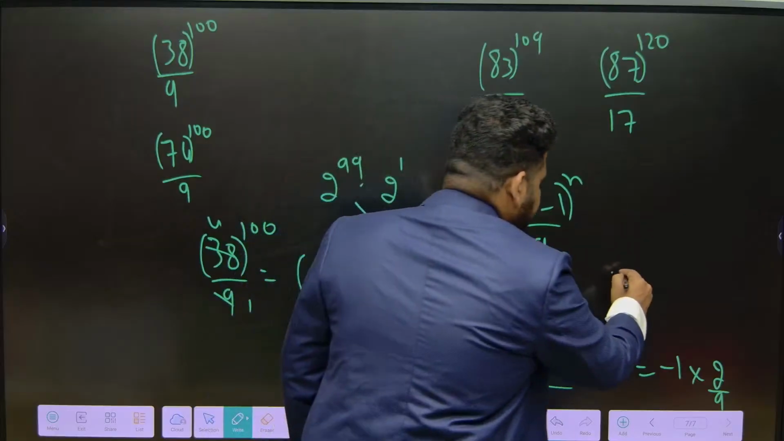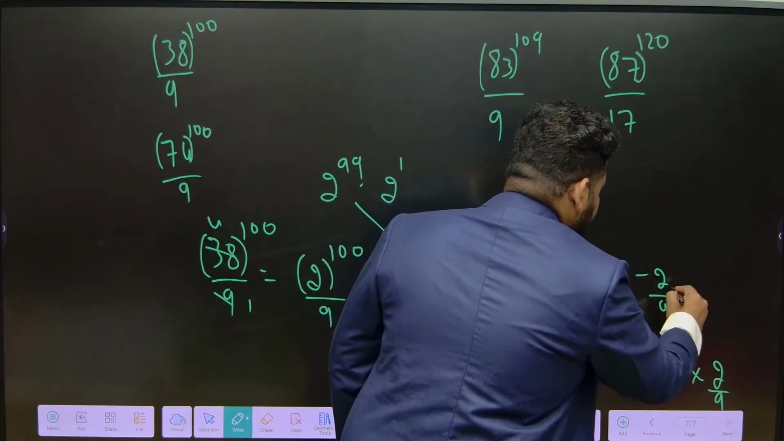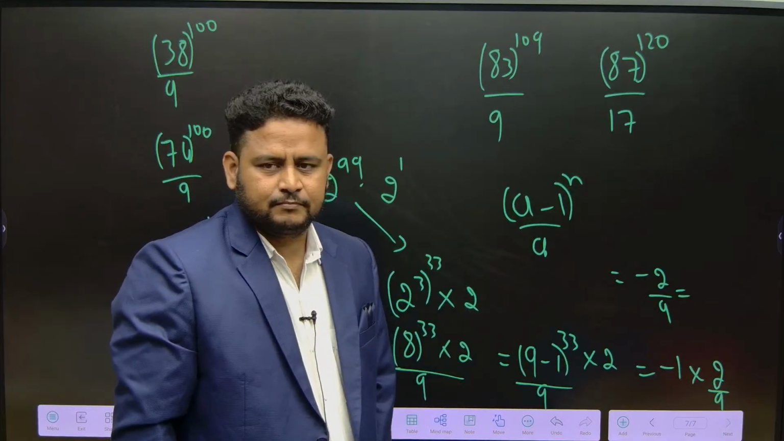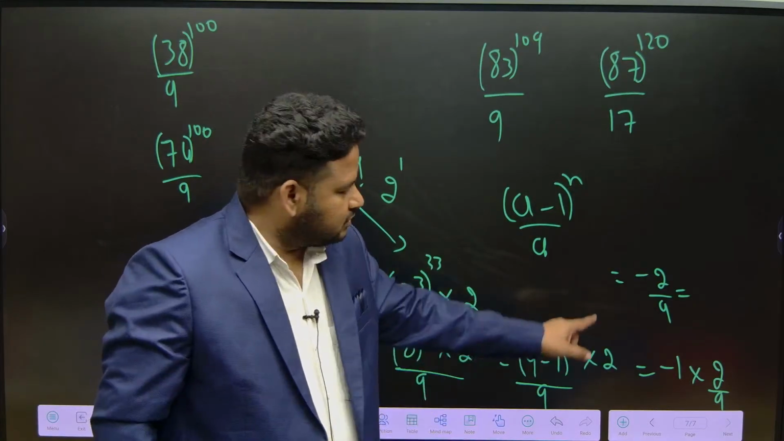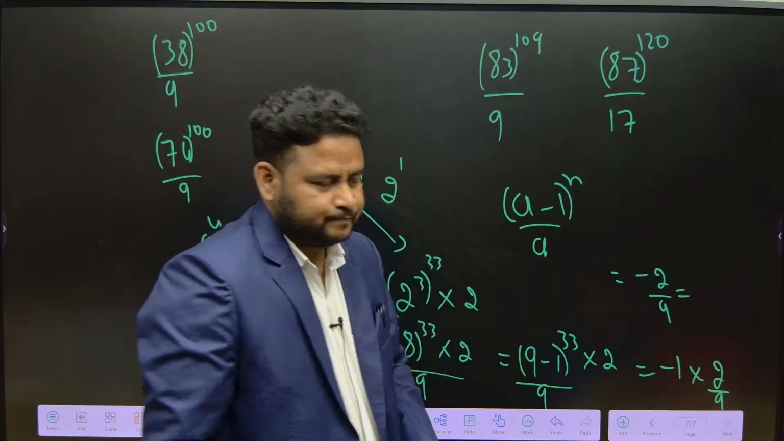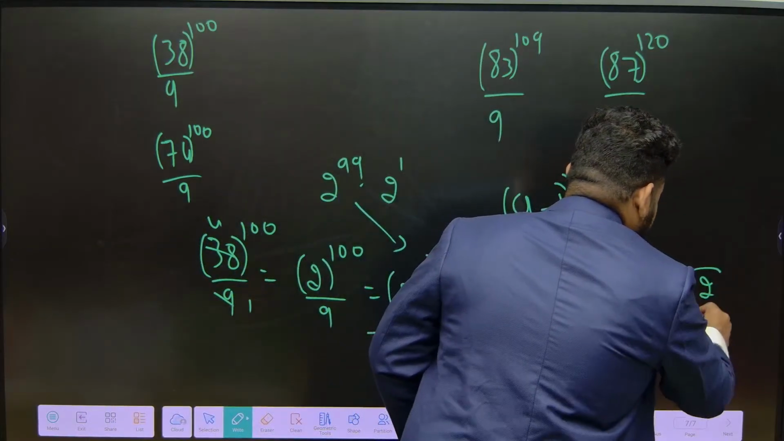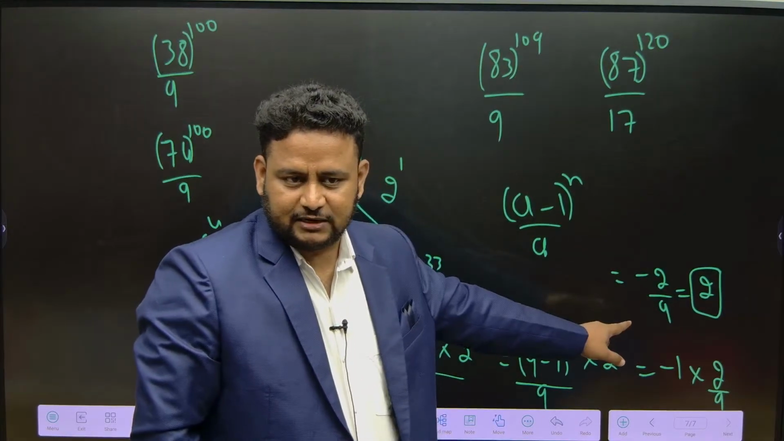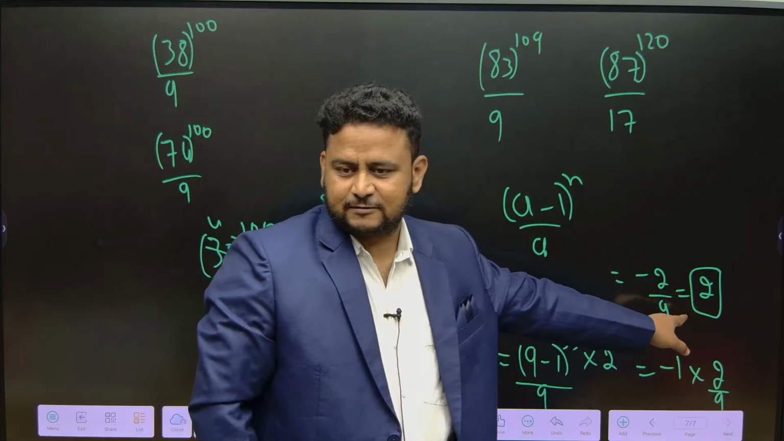So when we have minus 2 by 9, what is the remainder here? Don't worry about the minus, I told you. The answer is just 2. But in the options, they will not give this negative remainder. They will give a positive remainder. So what is the positive remainder for this?